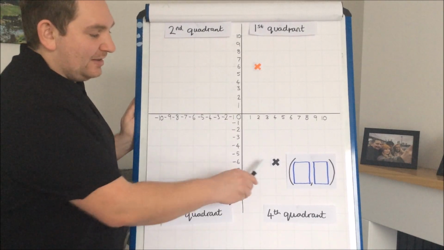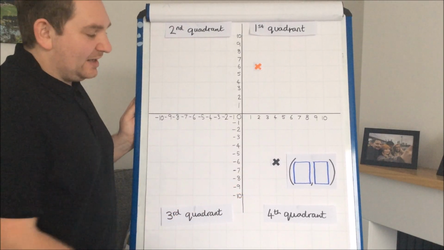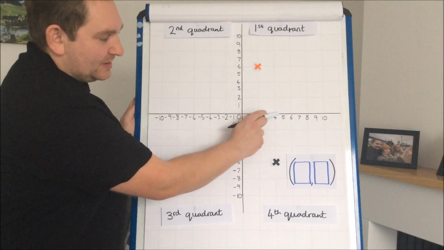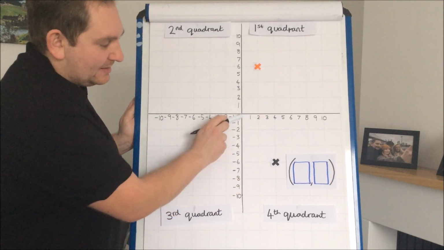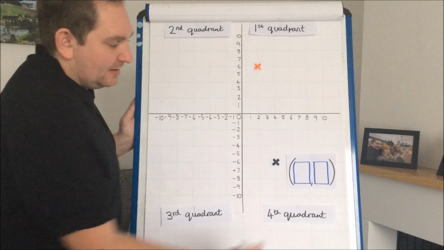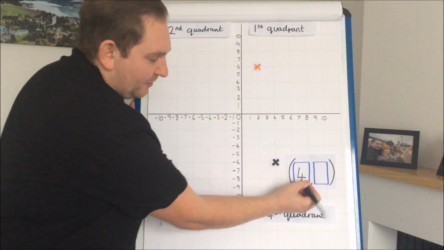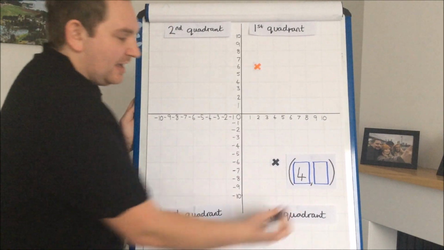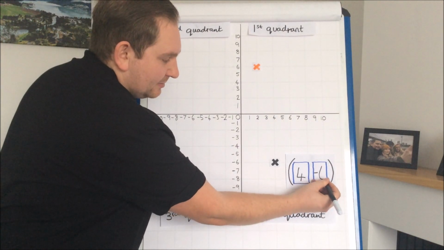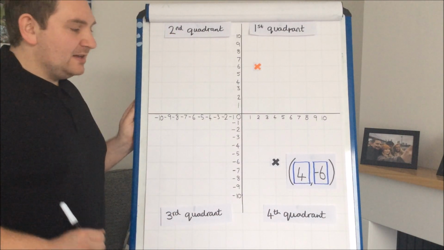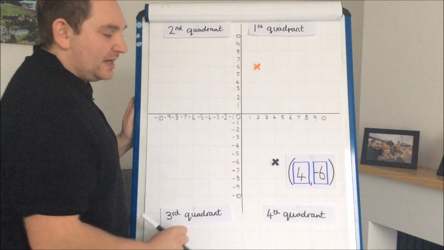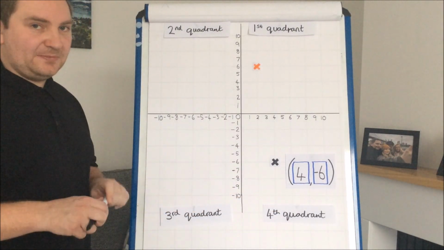Okay, so the coordinates for this point is +4 and -6. So we put 4 for our x-axis and then -6 for our y-axis, telling us that our coordinates are 4, -6 for the black cross.